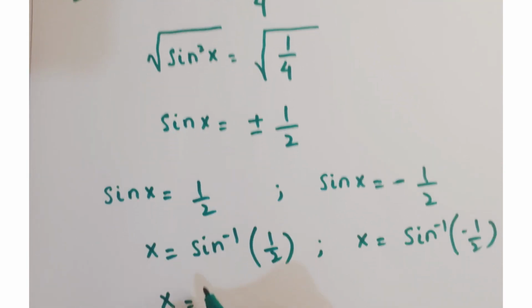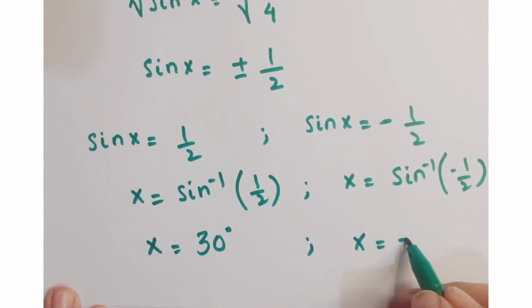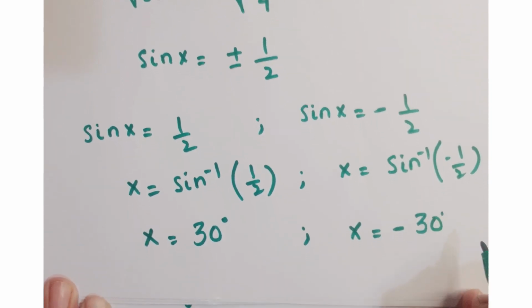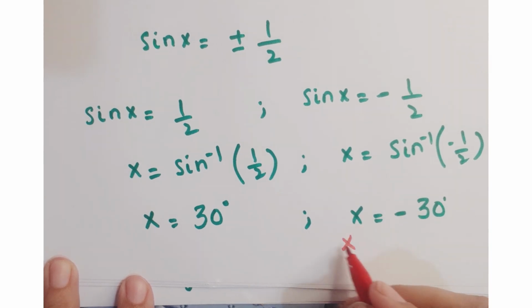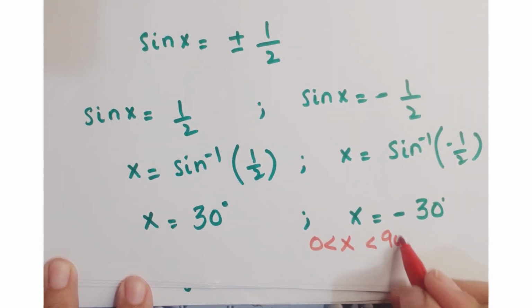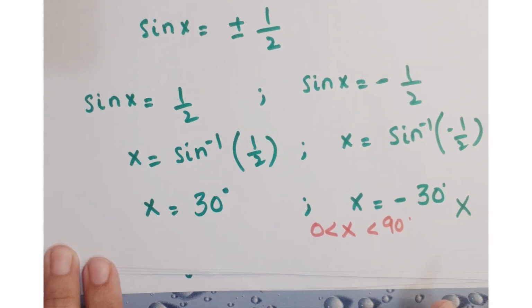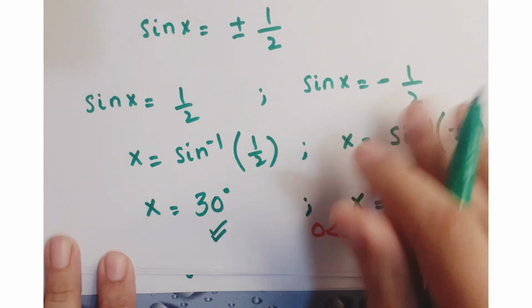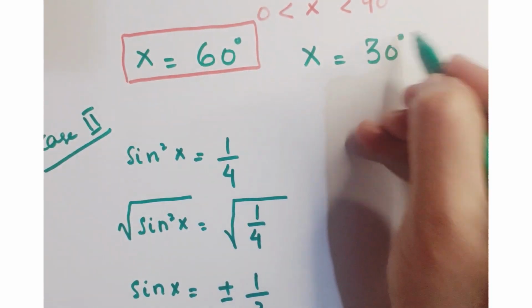Here we get the angle x is equal to 30 degrees, and here we get the angle x is equal to minus 30. But since it is given that x is greater than 0 and less than 90, we reject this solution of x. So the second value of x is equal to 30 degrees.